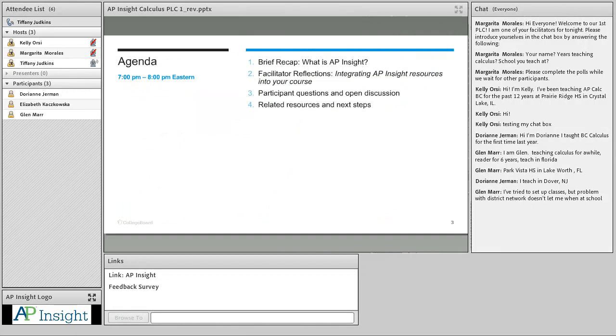We already did the pre-meeting polls. Starting off with the agenda, we did the pre-meeting polls to get a sense of who we have on the line. We're going to be walking you through just a few sections this evening. We're going to start with a brief recap of what AP Insight is and the types of tools that you're going to see there, which will serve as a reminder if it's been a while and you need a quick refresher, or if a lot of these are still really new to you and you just need a sense of what types of expectations to have for the resources.